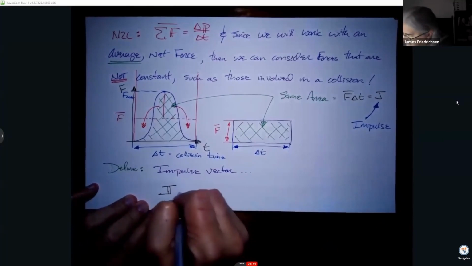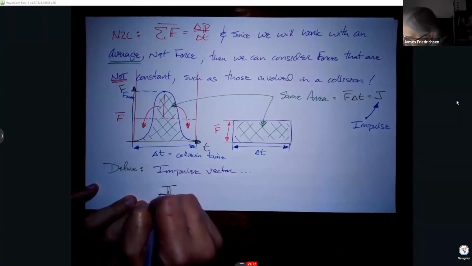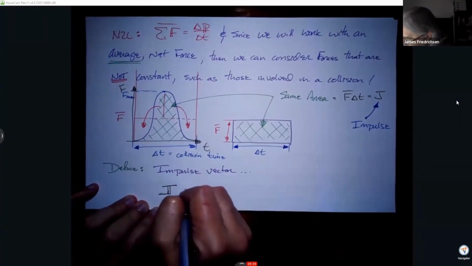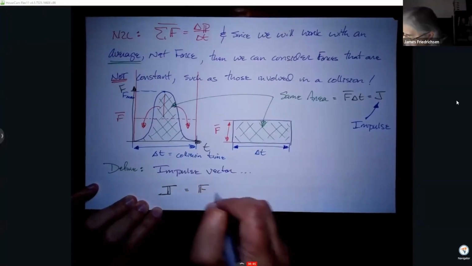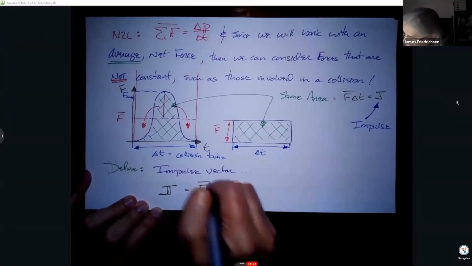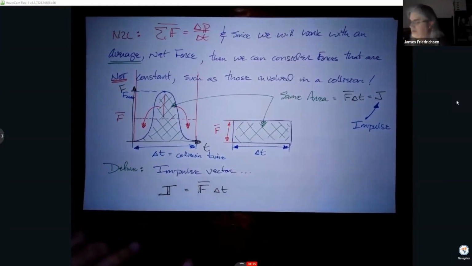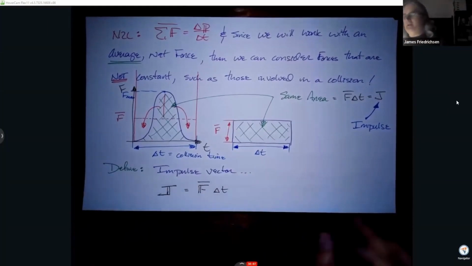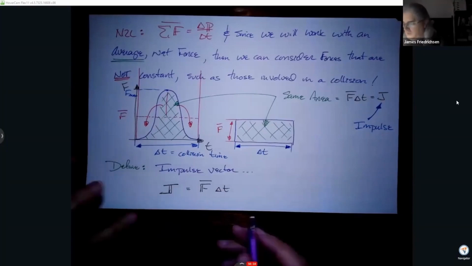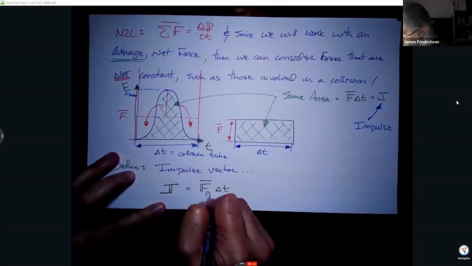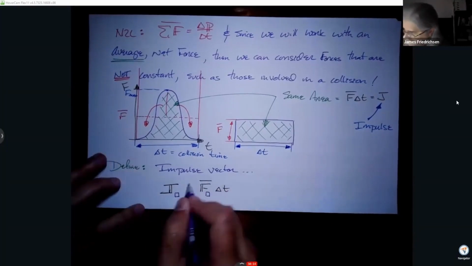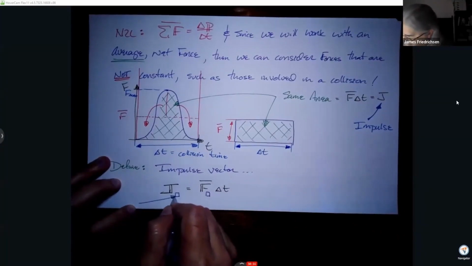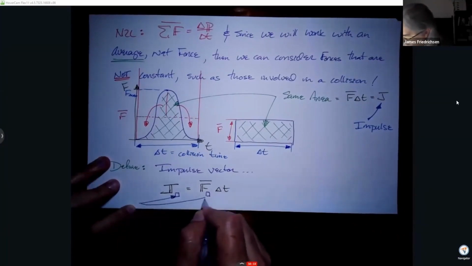And so that'll be our vector J. And sometimes they do a vector I for impulse instead of J. And then what you get is that this is going to be our average force times the amount of time. And so just like we did with the definition for work, they'll go in and track this by type.